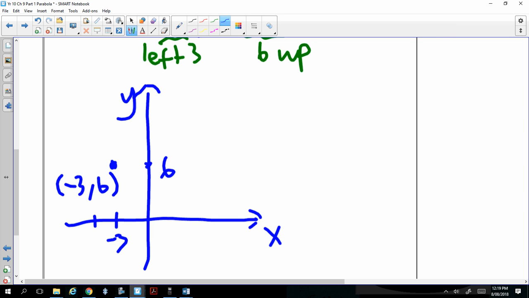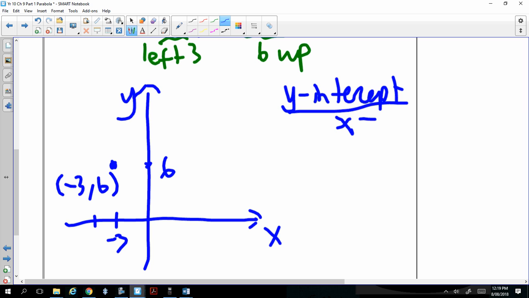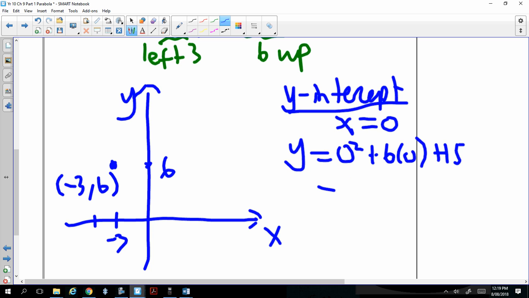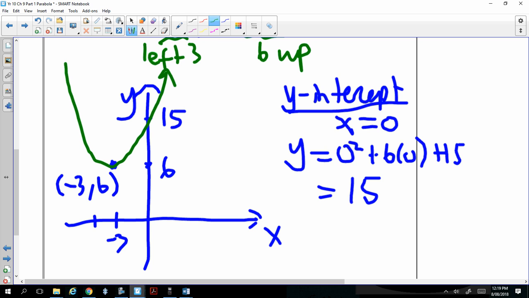To find the y-intercept, you substitute x equal to 0 into the original formula, or the one you found. It should give you the same thing, 15. Okay, let's put 15 there. And then you get the parabola, because you got your vertex. So this one doesn't have any x-intercept. It doesn't cross the x-axis.